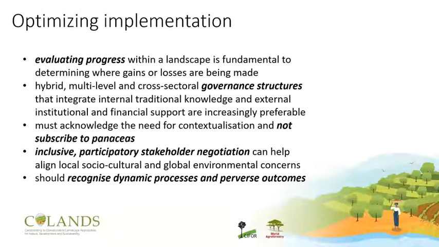There are going to be places where a landscape approach is going to work, and there are going to be places where it doesn't. And that same landscape approach is not going to look the same in different landscapes. It's going to have to be tailored to meet the local needs. We need inclusive participatory stakeholder negotiation. I think I've mentioned that in the previous slides. And we need to recognise dynamic processes and be able to account for perverse outcomes. So of course, these landscapes evolve, and the approaches that are fitted to them need to evolve as well.